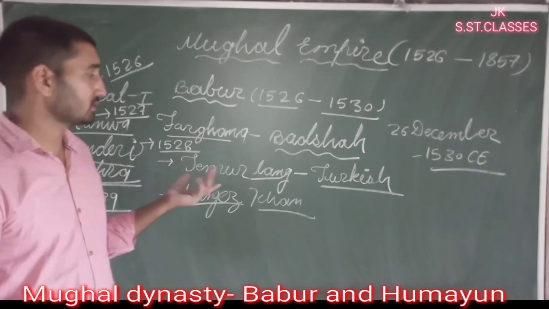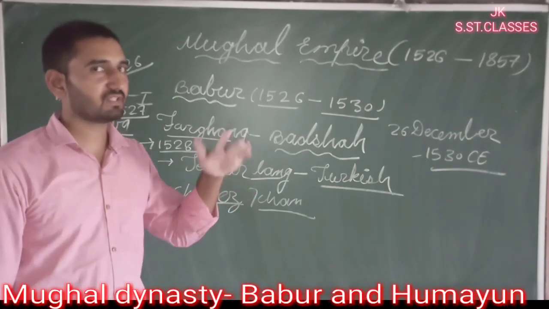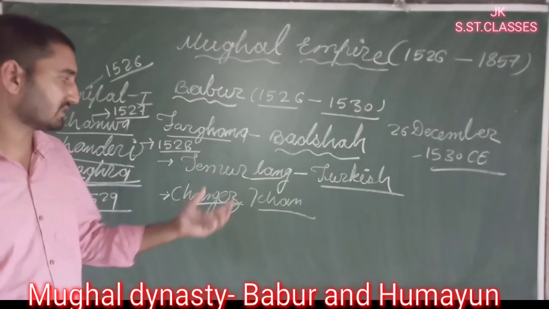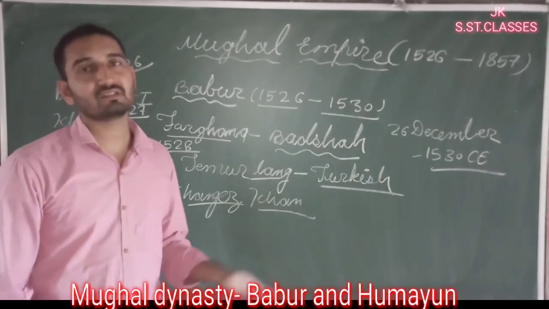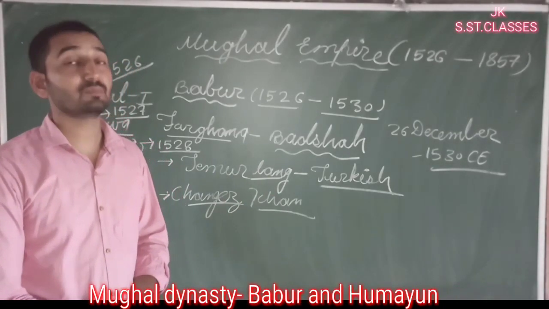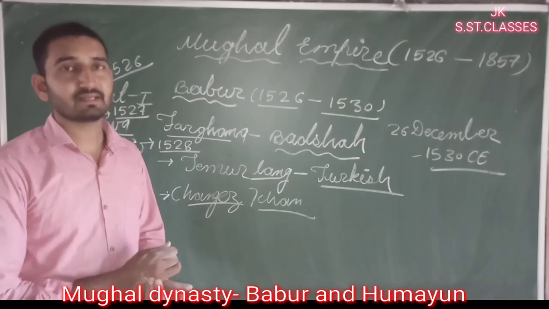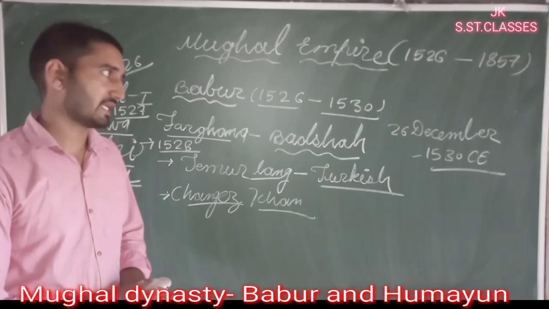Okay, he was a descendant of Timur from his father's side, meaning related with the Turkish land, and from his mother's side he was a descendant of Genghis Khan, meaning his mother was a descendant of the Mongol Genghis Khan.